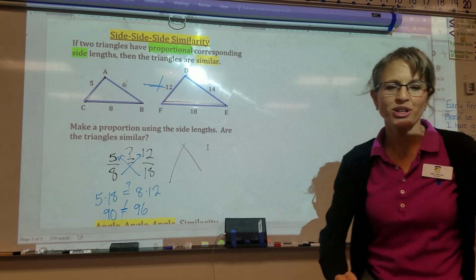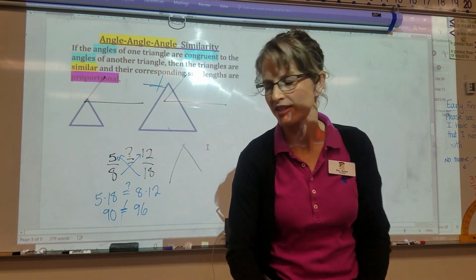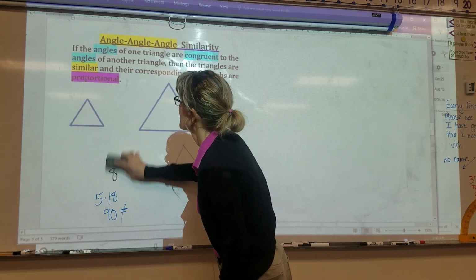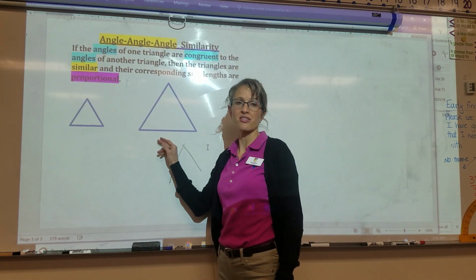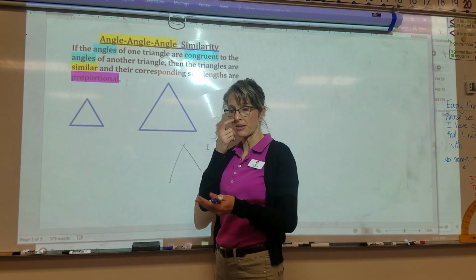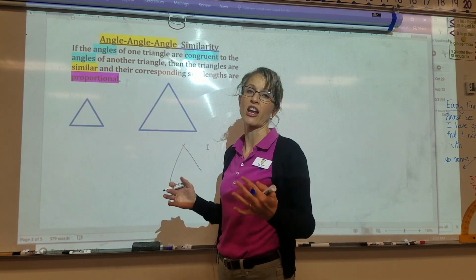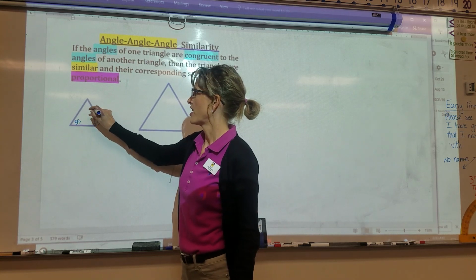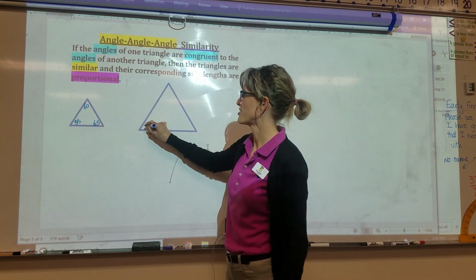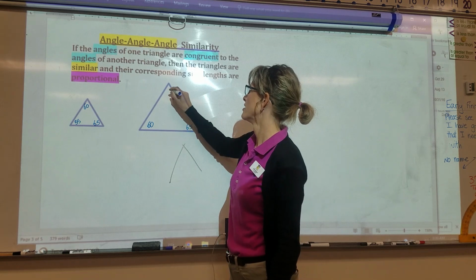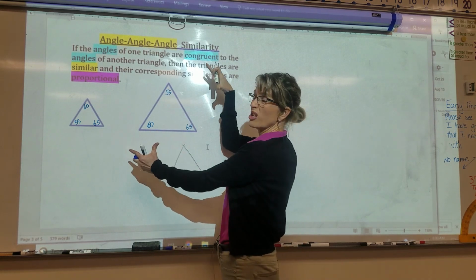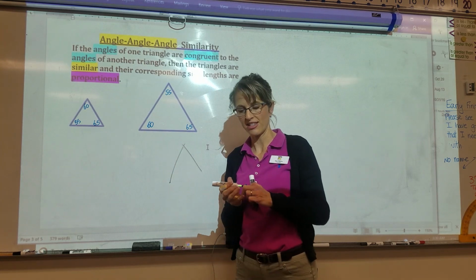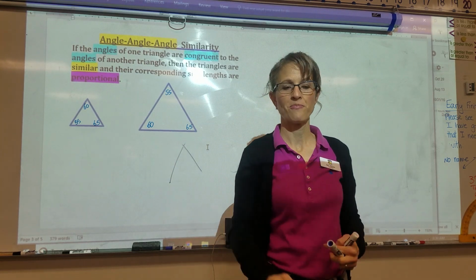All right, so next we're going to talk about angle, angle, angle similarity. Likewise, if the angles are congruent in two triangles, then they must be similar. That's as much as we can assume if all we know is their angles are congruent. If this is 55, this is 65 and this is 60, and the other is 60, 65, 55, it just is blown up. If the angles are all the same, then we can say they are similar by angle, angle, angle.